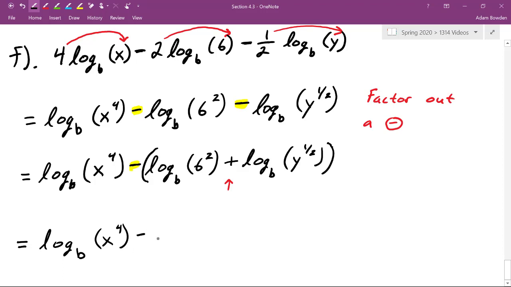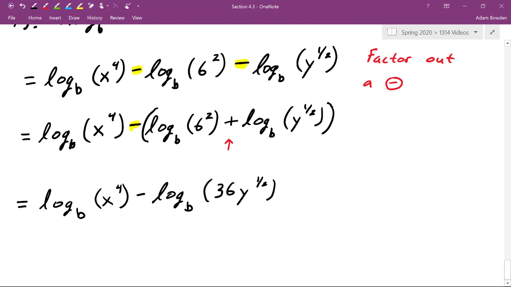So we'll have your minus log base b, and when I combine these together, it's going to change into 36 y to the 1/2 power. I'm taking the 6 squared and making it into a 36 and joining it together with the y to the 1/2 power. That's what it tells us to do since these two are added together.